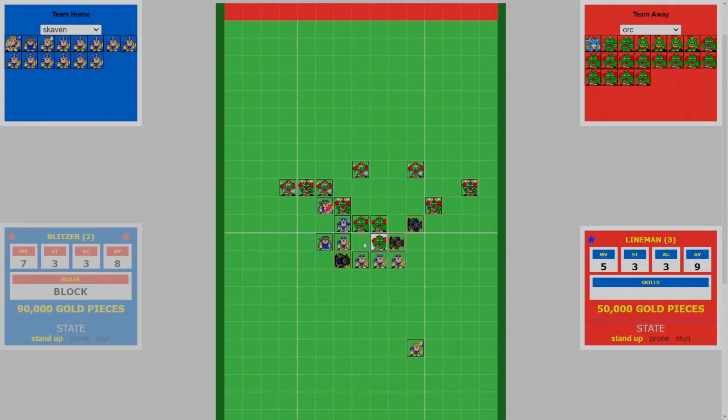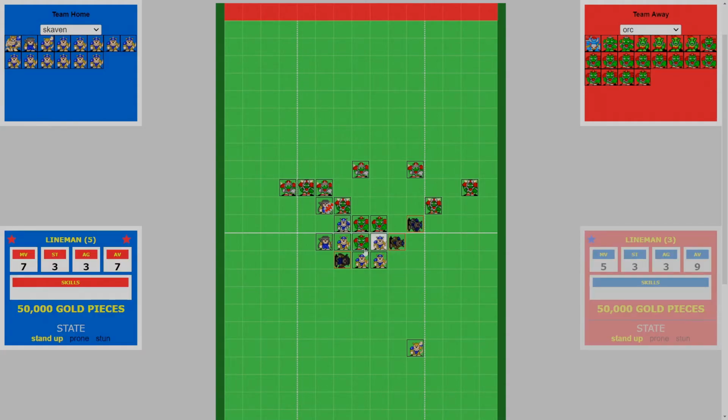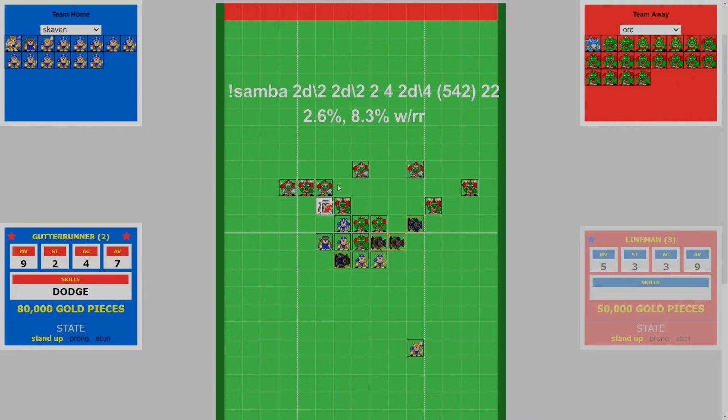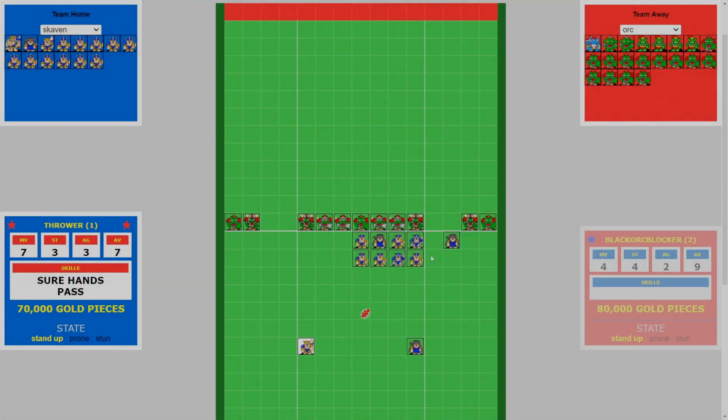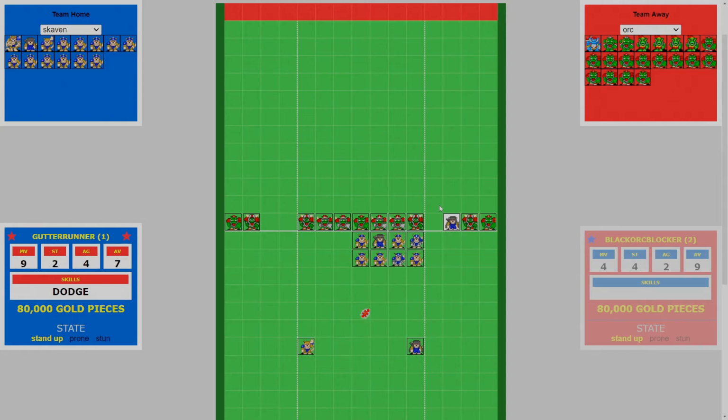So as you can see, we're doing a 5 plus 4 plus 2 plus dodge to get through to the end zone. And this ends up giving it only a 2.6% chance of scoring without a reroll, or an 8.3% chance with a reroll. I've never actually seen this setup in a game, but I saw it in a forum post and I thought it's quite interesting to show here.